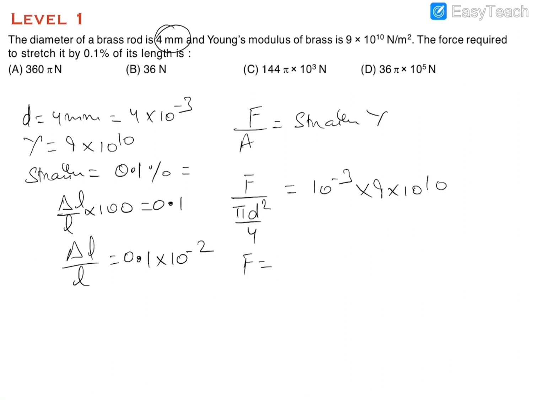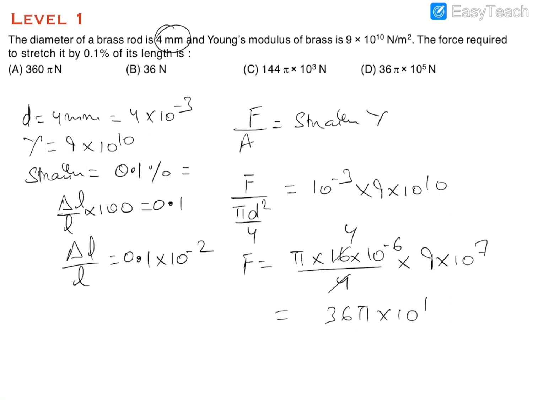So F is equal to pi d square, which is 16 into 10 to the power minus 6, divided by 4, into 9 into 10 raised to power 7. So this is 36 pi into 10 raised to power 1. So F is equal to 360 pi. So this force is required to stretch this wire by 0.1%. Now we move on to the next question.